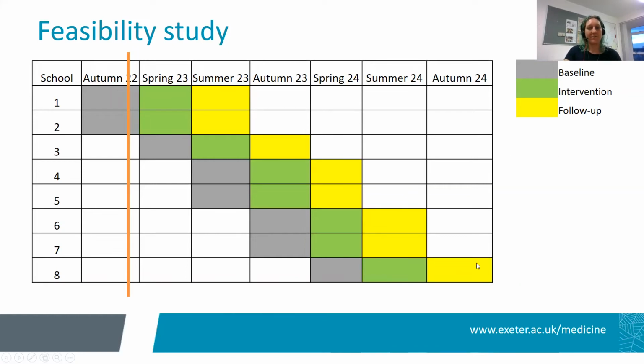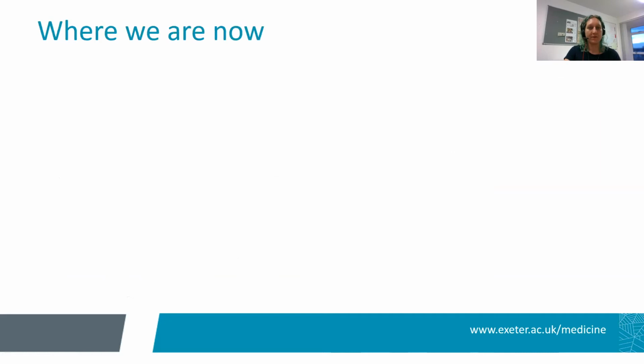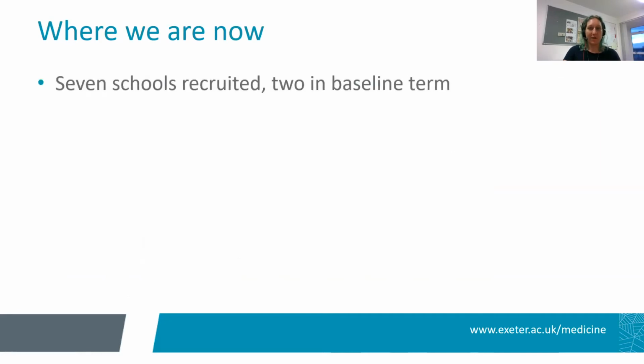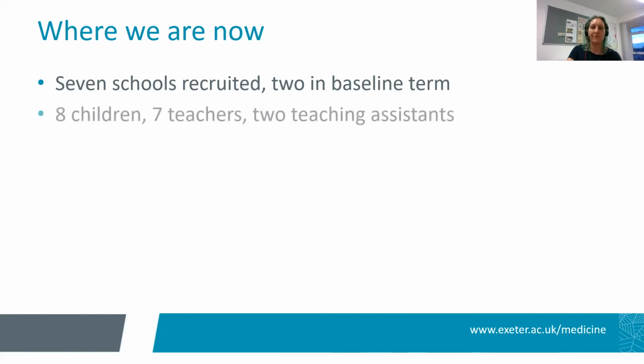So hopefully by the time we get to autumn 2024, we'll have something that we know is acceptable for primary schools to use in their everyday practice. So where are we with this at the moment? We've got 7 of the 8 schools recruited, and I'm gently prodding my SENCo in school number 8 to see if they definitely want to take part. This is the first time I've done a research study where I've had more schools volunteer to take part than I can actually involve. So I have 2 schools on a waiting list as well.